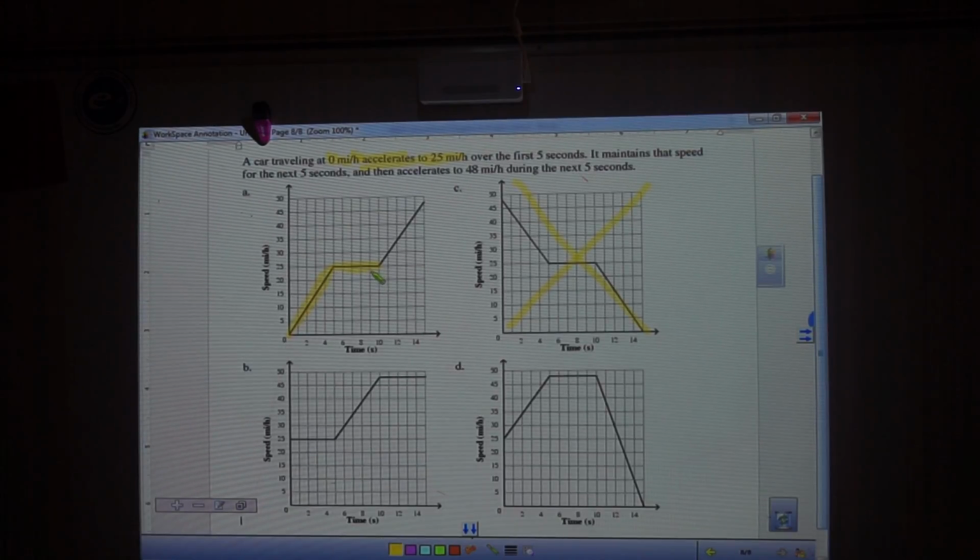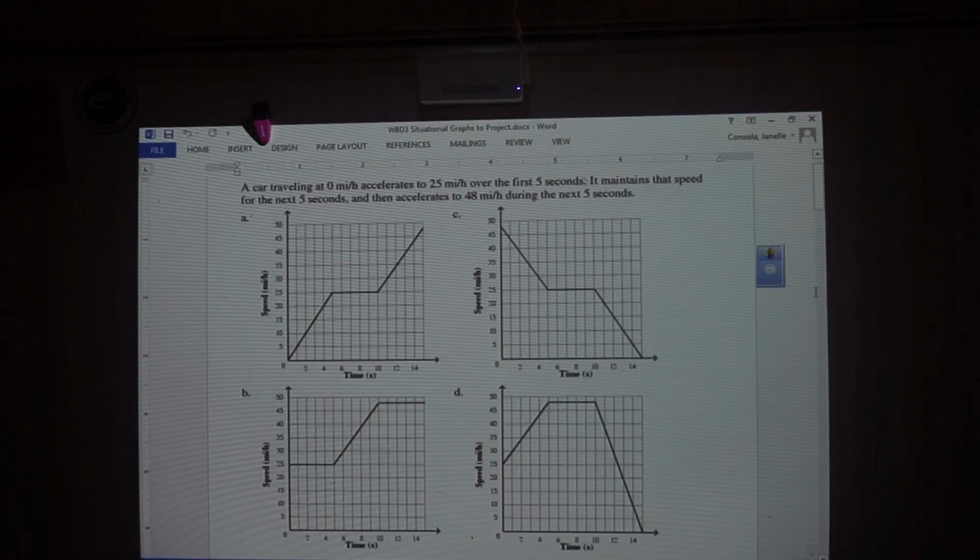Okay, and then accelerates. Accelerate means goes up or goes faster, to 48 miles an hour. So this is going up. Does it go up to 48? Yes, it does. So this is my choice. Now this one was kind of obvious. They're not all going to be so obvious. Because if you look down here and here, neither one of these started at 0. A car traveling at 0. That tells us that we're starting at 0. Okay?